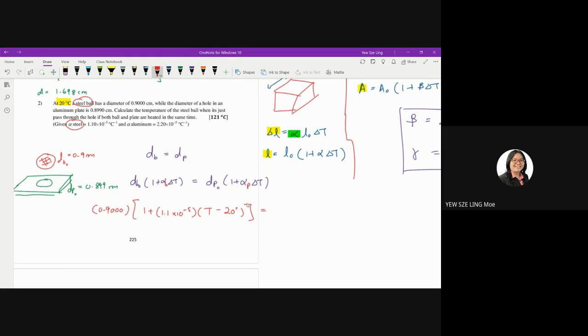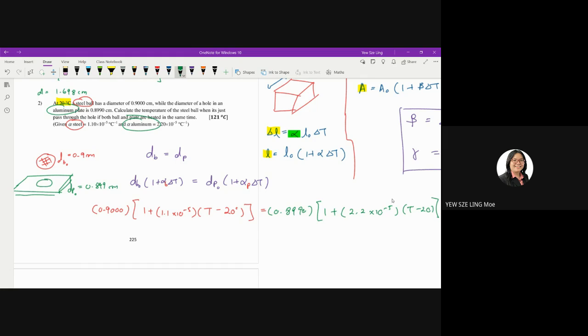It is then equal to D plate final. So D plate initial, sorry. I'm looking at the plate. So plate is 0.8990 bracket 1 plus, now the alpha. Since the plate is made of aluminum, I use alpha aluminum, so 2.2 times 10 to the power of negative 5. And then again, T minus 20 degrees, because both of them are being heated up from the same temperature. They will end at the same temperature. So you just have to use T to indicate the final temperature.